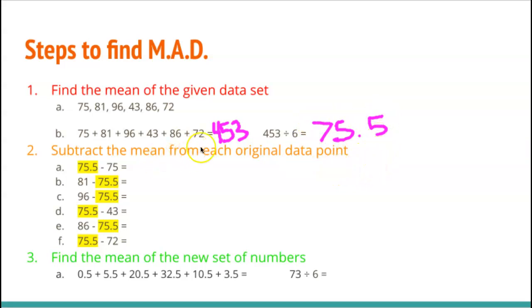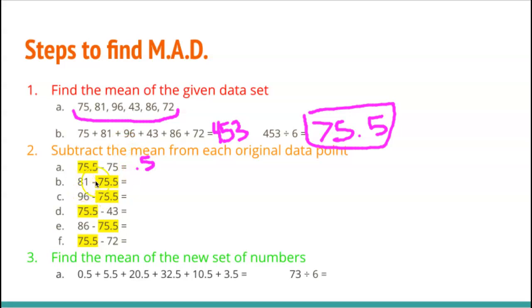Subtract the mean from each original data point. So here's our mean, and here are all of our original data points. So the first one, we're going to use a 75, and remember I put the bigger number in front so that I don't get a negative number. So my mean, 75.5 minus 75 is 0.5.